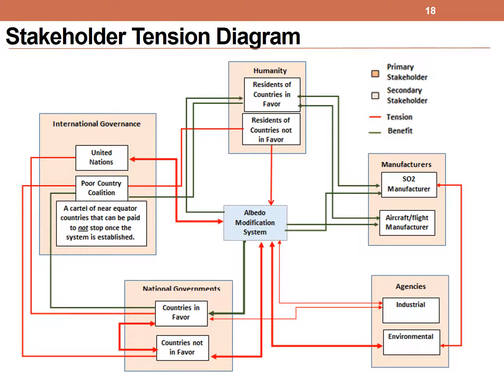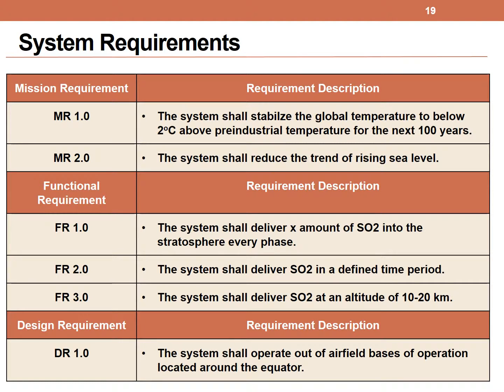The system requirements include mission requirements, functional requirements, as well as the design requirements. The mission requirements include that the system shall stabilize the global temperatures to below 2 degrees Celsius above pre-industrial temperatures for the next 100 years. These systems shall also reduce the trend of rising sea level.